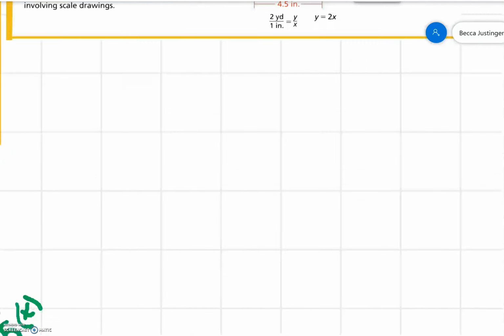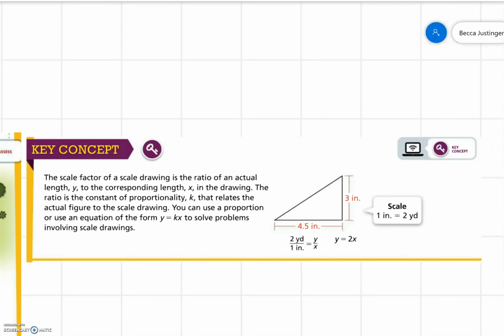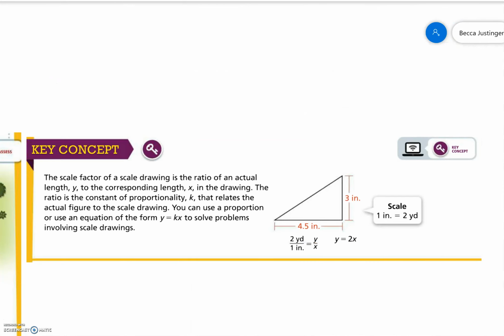Key concept. The scale factor of a scale drawing is the ratio of an actual length y to the corresponding length x in the drawing. The ratio is the constant of proportionality k that relates the actual figure to the scale drawing. You can use a proportion or an equation in the form y equals kx to solve problems involving scale drawings.